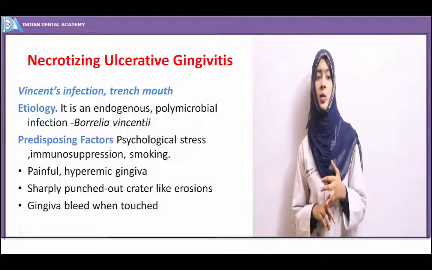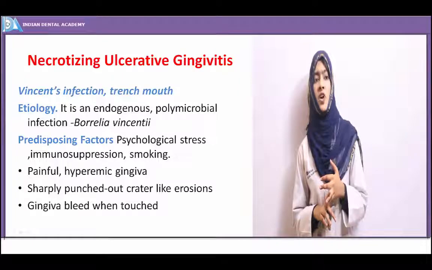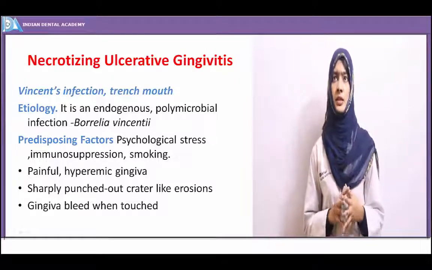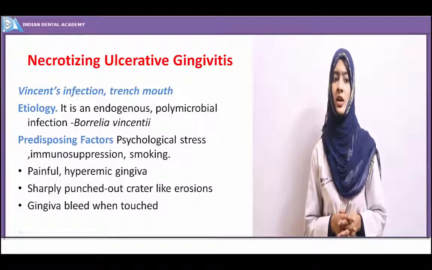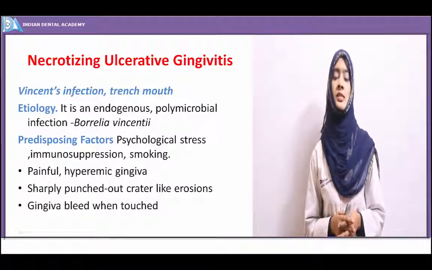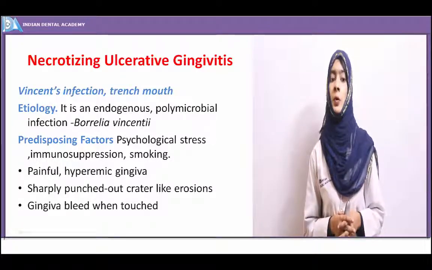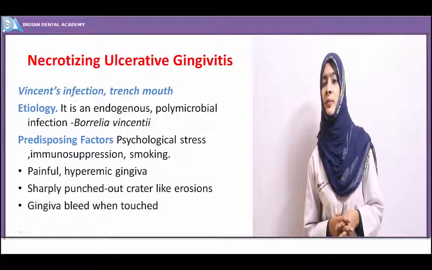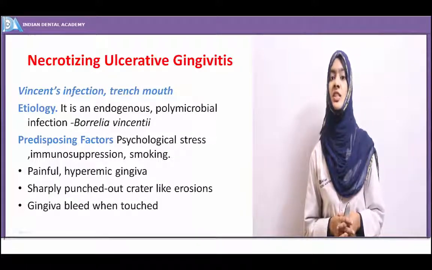Why does this necrotizing ulcerative gingivitis begin? It is more commonly seen in individuals who are stressed out. Psychological stress seems to be a predisposing factor. Another is the development of immunosuppression, and smoking. Both seem to be predisposing factors for development of ANUG. ANUG is a very severe gingival disease.